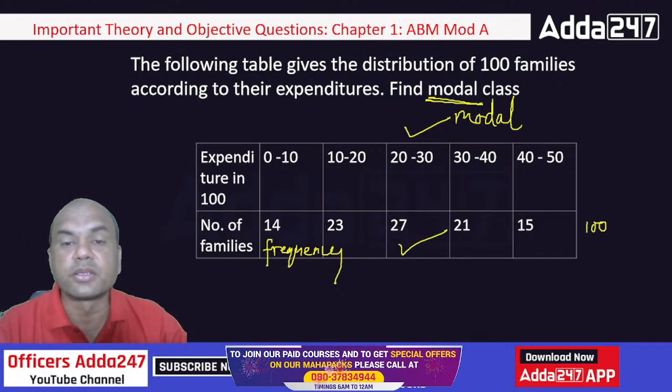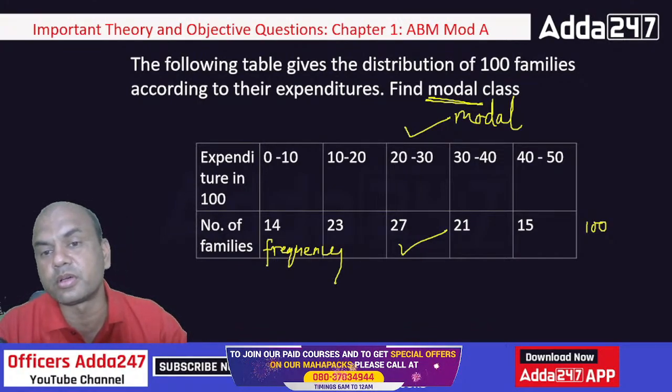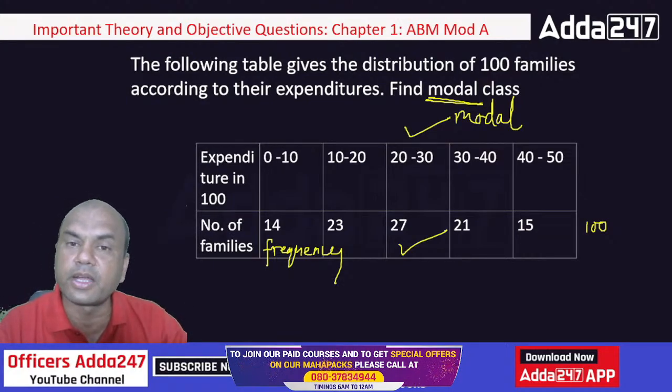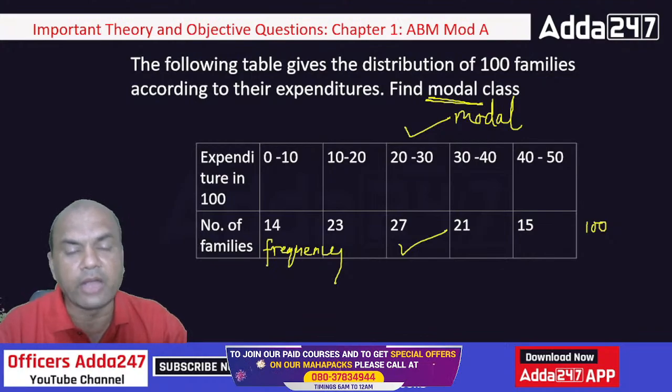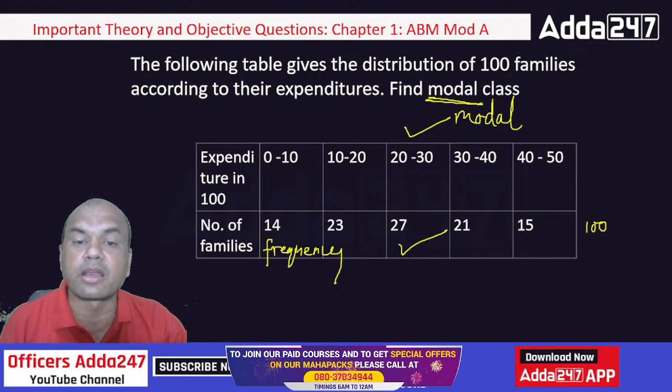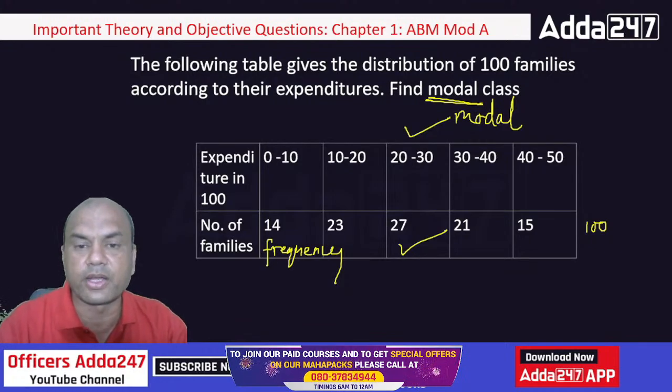Okay. Suppose I tell you to find the median or mean of this. How will you find it out? That we'll discuss later, because there you have to find out the class mark, the central number. Okay. And then find out.